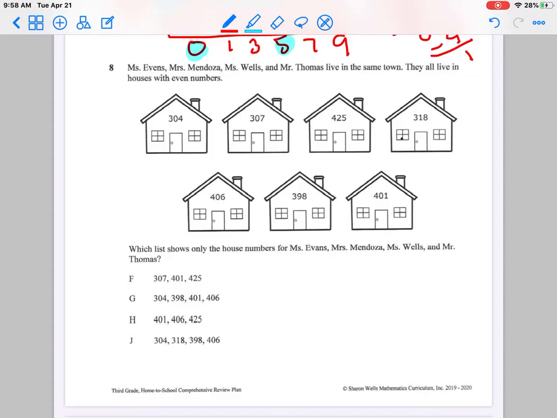Let's go to number 8. Miss Evans, Miss Mendoza, Miss Wells and Mr. Thomas live in the same town. They all live in houses with even numbers. Which list shows only the house numbers for Miss Evans, Miss Mendoza, Miss Wells, and Mr. Thomas? Okay, let me analyze my information. I have some people that live in the same town, and they all live in houses with even numbers.